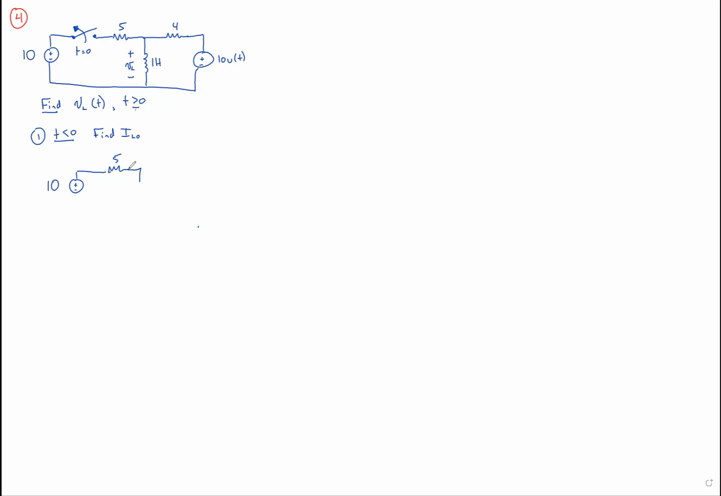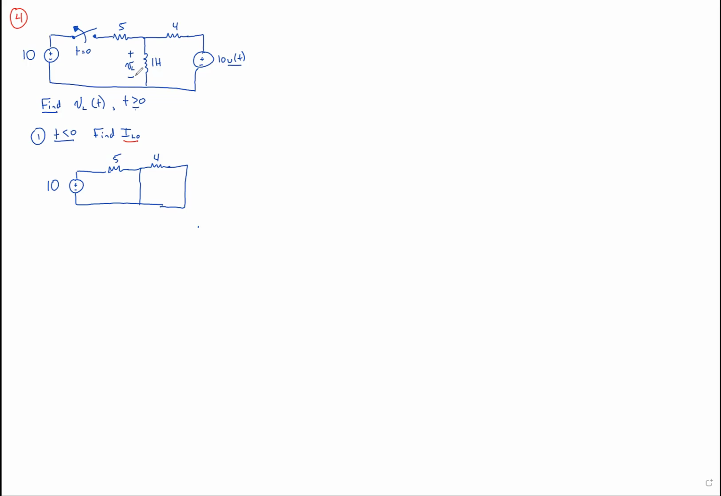Got our 5. Our inductor, since we're in DC steady state, looks like a short. And this, 10 u of t, for time less than 0, u of t is 0, so this becomes a 0 volt voltage source. And a 0 volt voltage source is more simply drawn just as a wire. Okay, already we're stuck because our goal is to find IL naught, and there's no IL naught in this. So we have to go back to our original diagram and define IL naught.